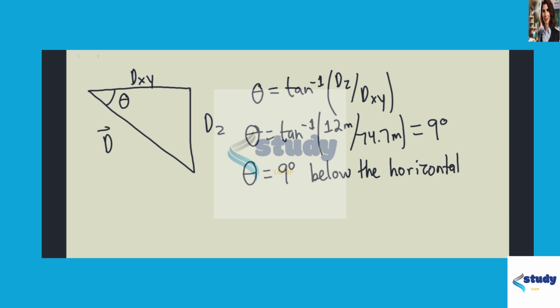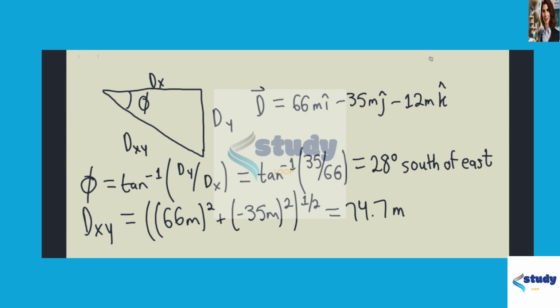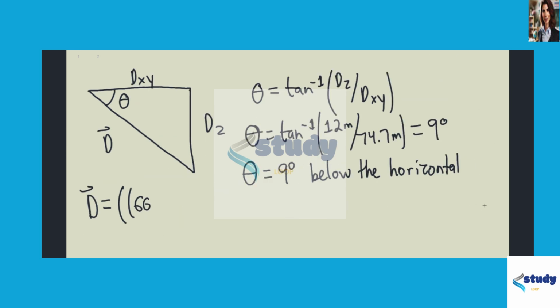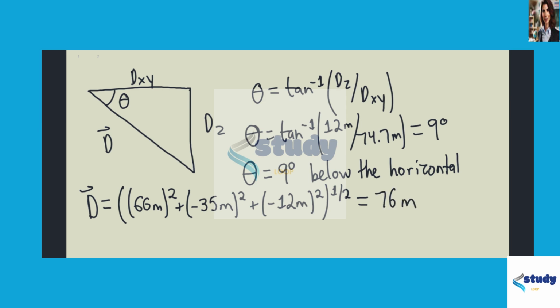And at this point, we can solve for the true magnitude. So this would be 66, 35, 12. So 66 meters squared plus negative 35 meters squared plus negative 12 meters squared, all to the 1/2 power. This is going to give us 76 meters. So this would be the true magnitude of our displacement.